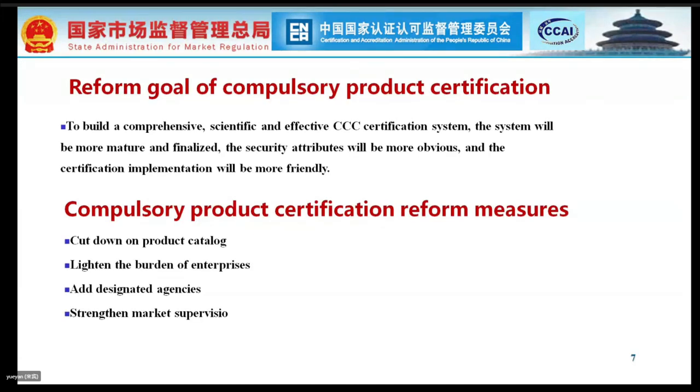Our reform goal of compulsory product certification is to build a comprehensive, scientific and effective CCC certification system. The system will be more mature and finalized. The security attributes will be more obvious, and the certification implementation will be more friendly. And the reform was mainly carried out in four aspects. Cut down the product catalog, lighten the burden of the enterprise, designate the agency, and strengthen market supervision.